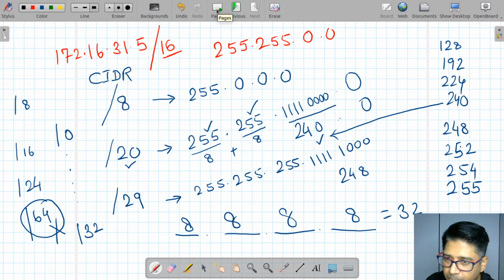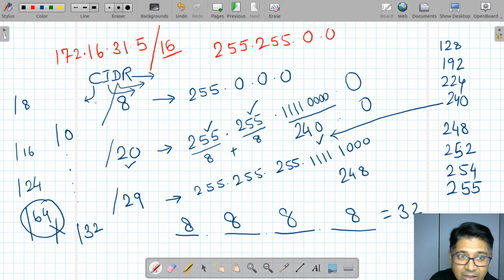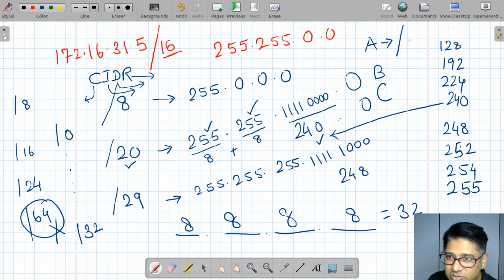CIDR full form, that's your homework. By the way, this is called Classless Inter-Domain Routing. What do we mean by classless? We have three classes: class A, class B, class C. Class A says CIDR 8, class B says CIDR 16, class C says 24.